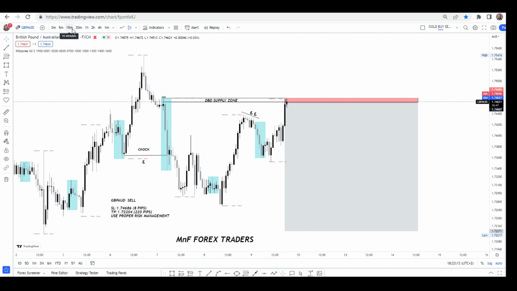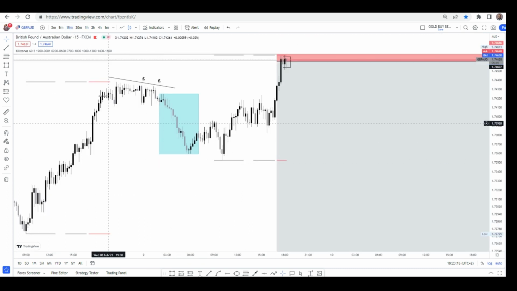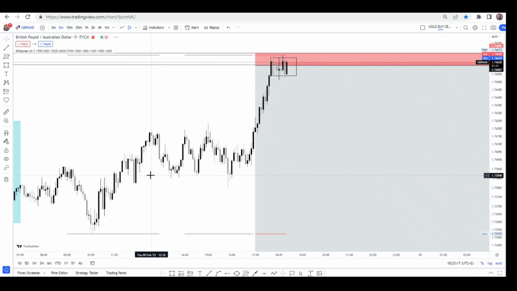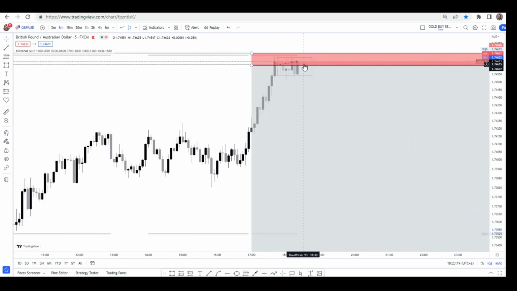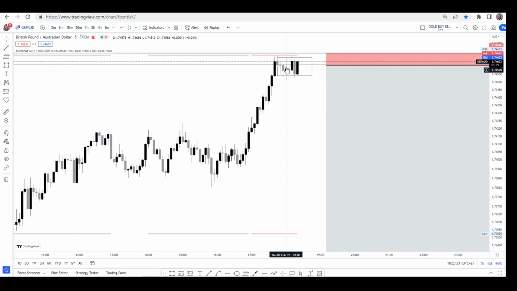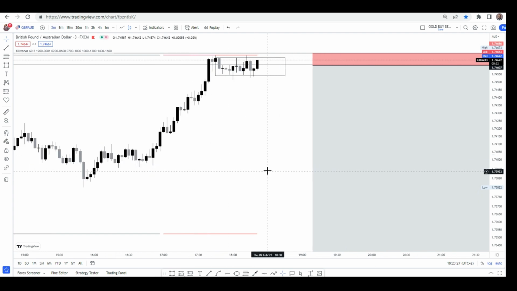So if you go to the lower time frame, like the 15 minutes time frame, you see that we had a good drop right there. We had the market actually dropping to the downside right there, and now we are seeing the market pushing to the upside. So this is how it is.